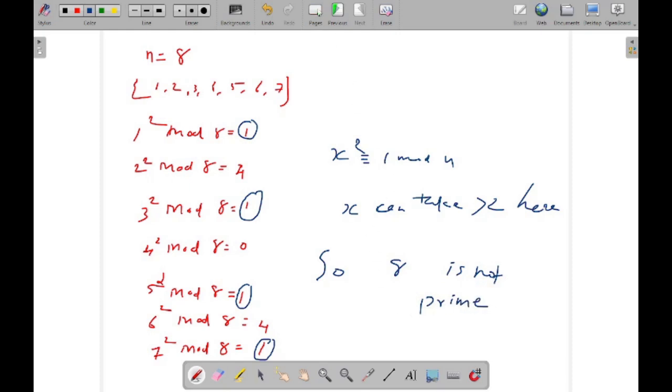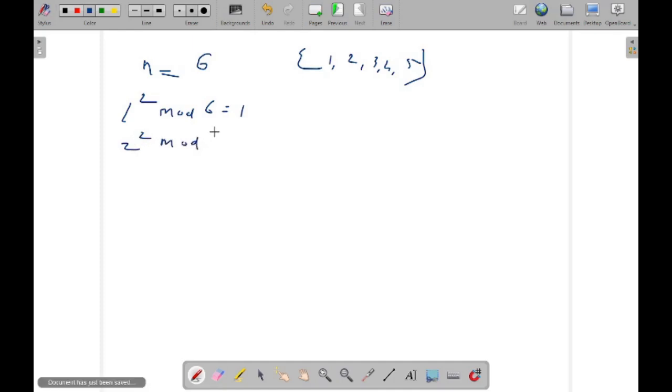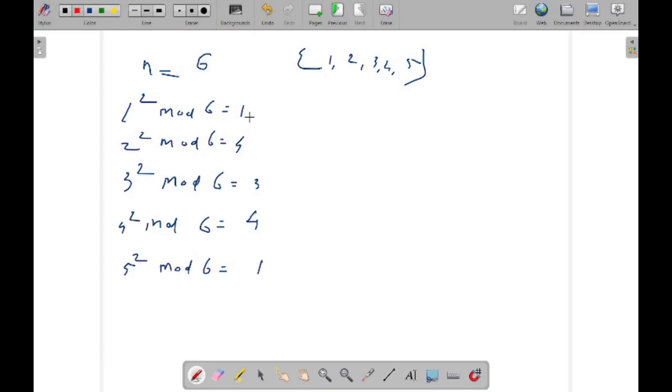Let n equal to 6. We have to consider the numbers 1, 2, 3, 4, 5. 1 square mod 6 equal to 1. 2 square mod 6 equal to 4.